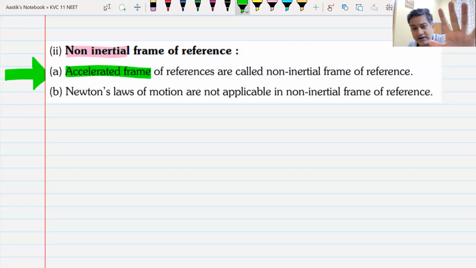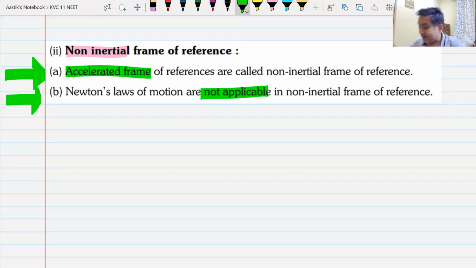Newton laws are only valid in inertial reference frame. That means you do the opposite of this. Newton laws are not applicable in non-inertial reference frame. You cannot apply Newton laws in a non-inertial reference frame. That is the main problem. With a non-inertial reference frame, Newton laws are not valid.